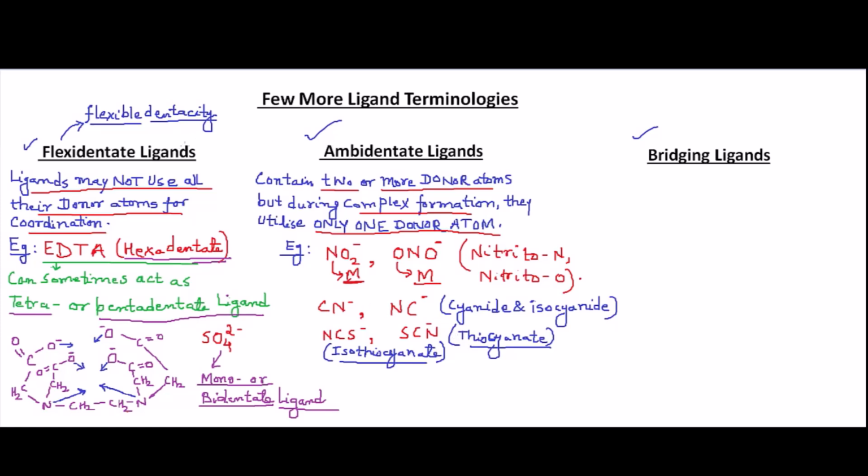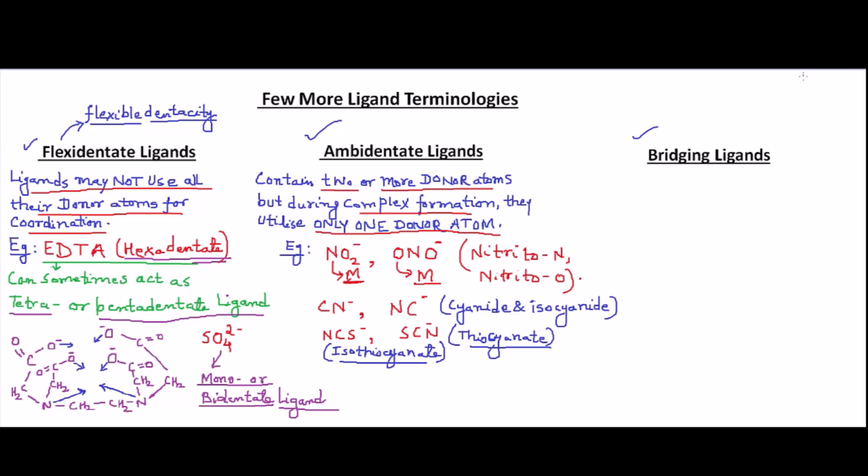So I hope you understood the difference between the flexidentate and ambidentate. Flexidentate means the denticity is not fixed, like in EDTA it is hexadentate, but in different complexes it can also act as a tetra or pentadentate ligand. Means one hexadentate ligand can also act as a tetra or pentadentate ligand depending upon the conditions, whatever complex is there, whatever metal atom or whatever is the bonding. So depending upon the conditions, it can change its denticity. In ambidentate, there are two or more donor atoms, but during complex formation only one donor atom is utilized for bonding with the metal atom.